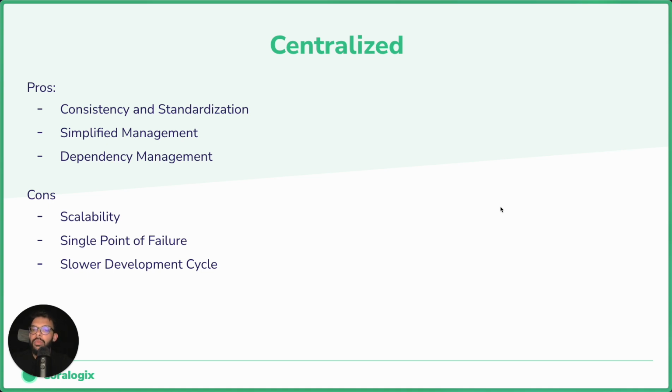Last but not least, we have a slower development cycle, and I think it's kind of related to the scalability issues. Because if we have a very big centralized repository with tons of monitoring resources, depending on the validations and the guidelines you want to enforce, it might take so long to validate everything. So it might slow down your development teams.